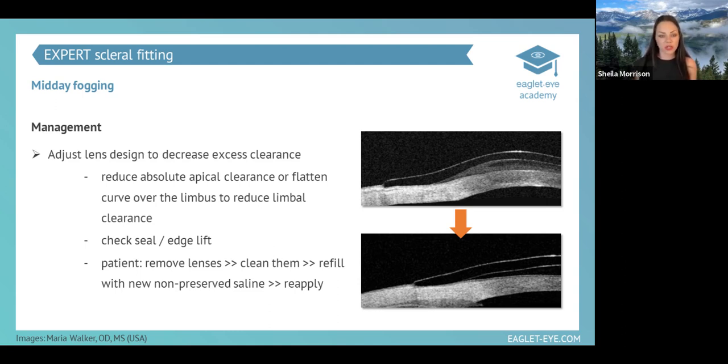We also look at using a more viscous solution in the back of the bowl. So maybe a drop of Celluvisc on the bottom, drop first, and then fill with saline, so that when you put the lens on, the saline falls away and we're left with just a little thicker solution in the back. And that fluid pressure system changes enough that in some patients, the midday fog is decreased, if not eliminated.